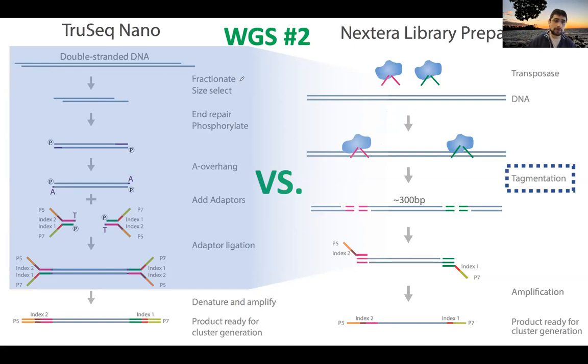If you remember, our library preparation is fragmentation and repair, phosphorylation, A-tailing, adapter ligation, and PCR. This type of library preparation starts from purified DNA, and then it's just one enzymatic step that fragments and adds the adapters at the same time. So it's very fast, especially if you have a lot of samples. This will save your life because it's just one enzymatic reaction.